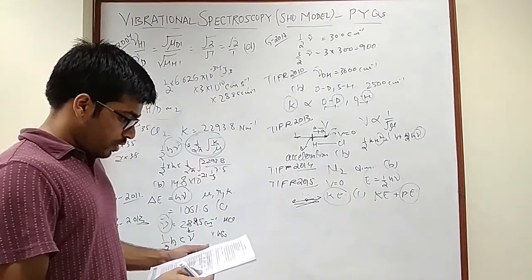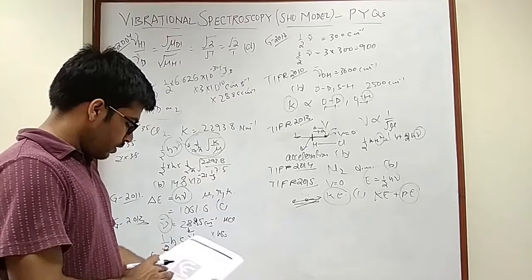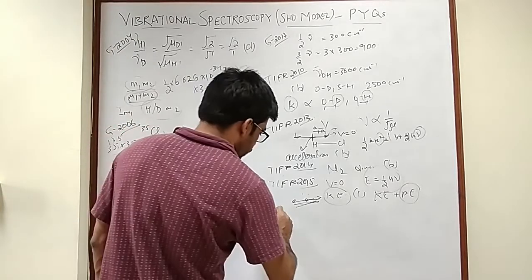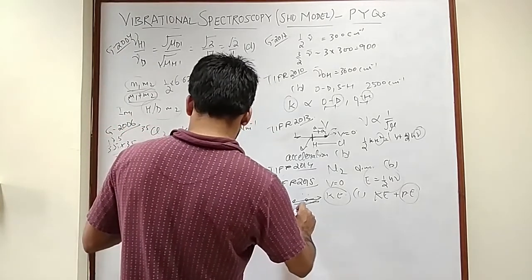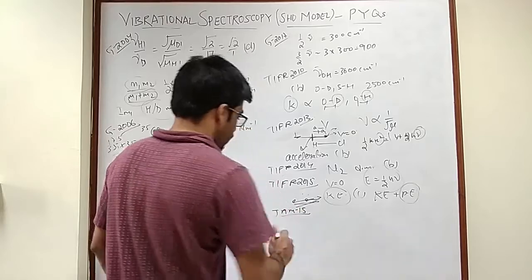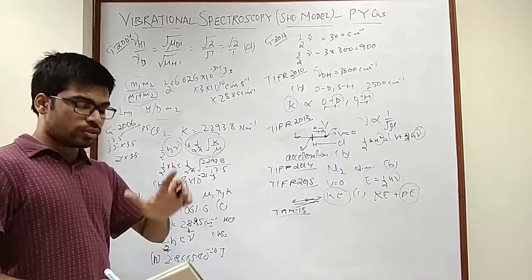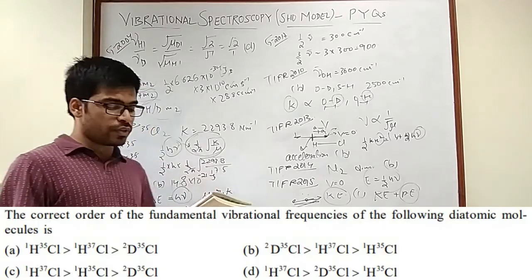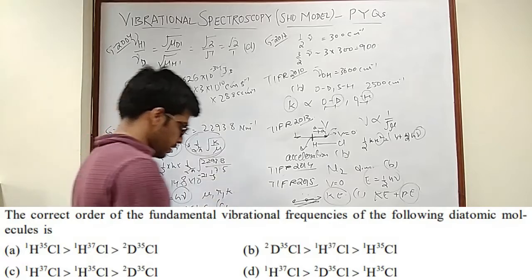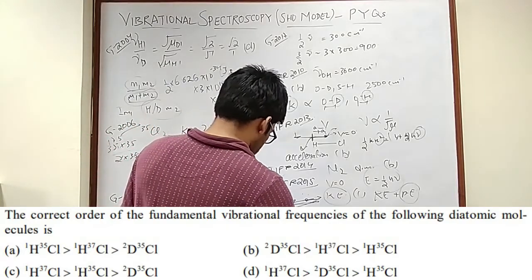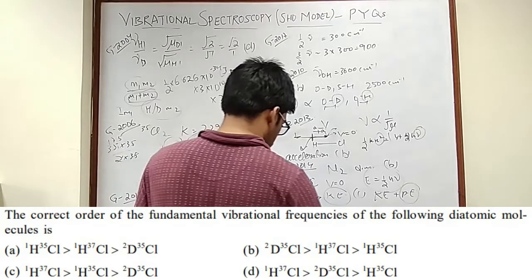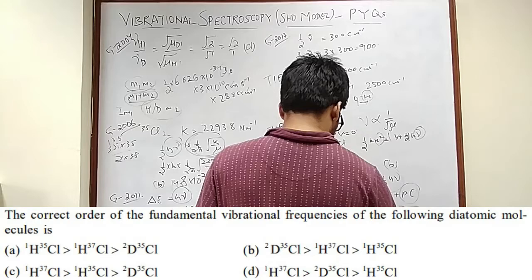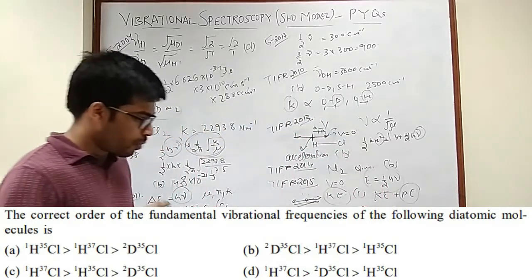The next question we have is from, okay, I think that's all the questions from TIFR. We have two questions from IIT JAM. This came in JAM 15. For the JAM, I will be discussing questions from 2015 to 2020. The question says the correct order of fundamental vibrational frequency of the following diatomic molecules is. The molecules are HCl, H37Cl, and DCl. And you have to find the order of the vibrational frequency.